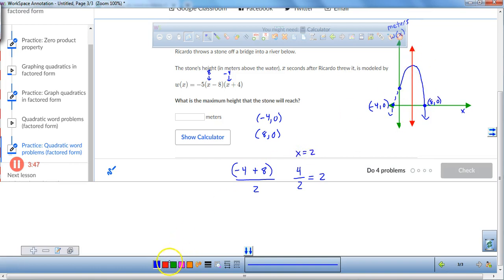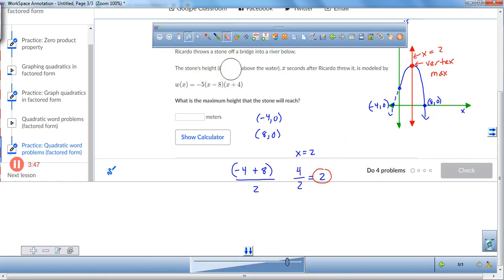So what is this line right here? That's what we call the axis of symmetry. That's at x equals 2. And that point right there will help us find our vertex, which happens to be the maximum height. Alright, so what are we going to do with this wonderful 2?